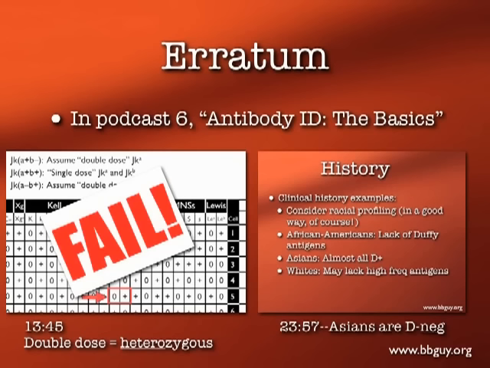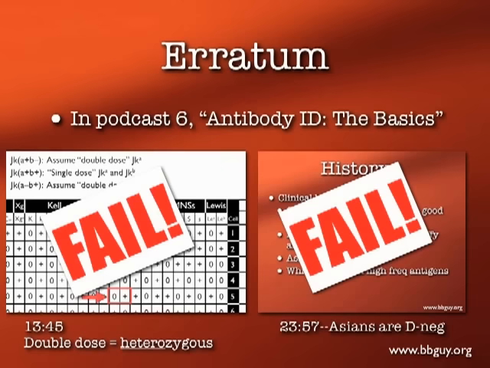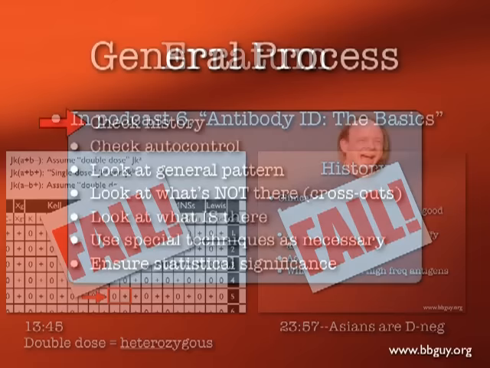And I read where, down here on the slide, it says Asians are almost all D positive. That is correct, but I actually spoke and said D negative. That'll teach me to speak. Either way, once again, we have a second fail. That's all I know about right now. As I said, if you see more, please do let me know, and then I can drive myself crazy before the next lecture. All right.